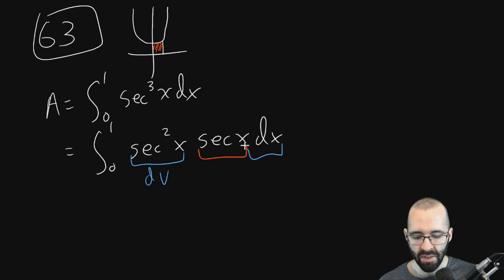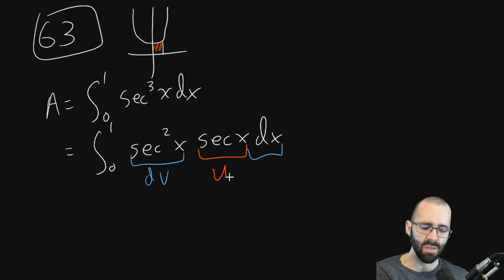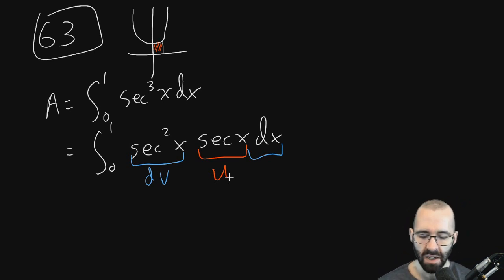We know the derivative of secant is not too bad. So this is one way to start this. And I think this is probably the most promising way. You could try a couple other things as well. Let's see where this goes. I don't know if this will work.